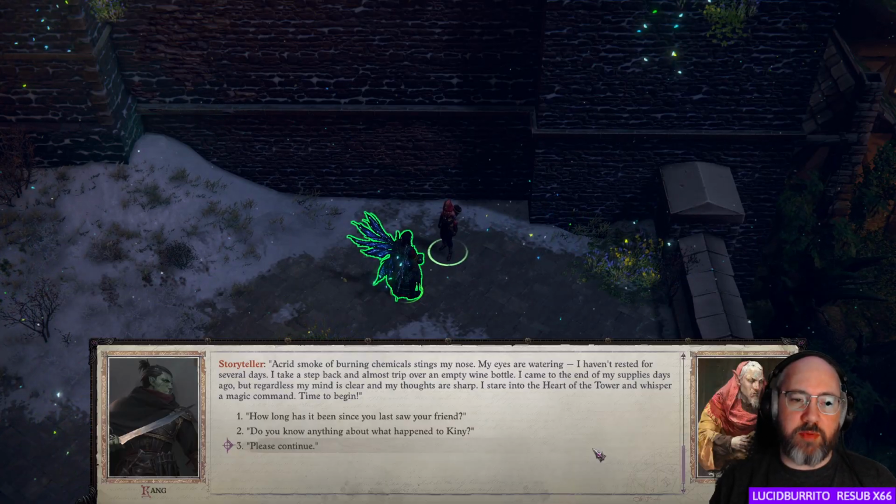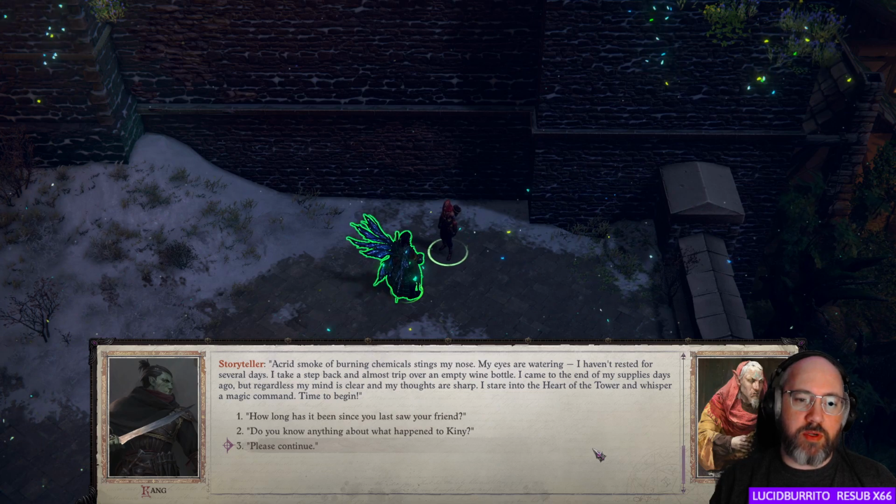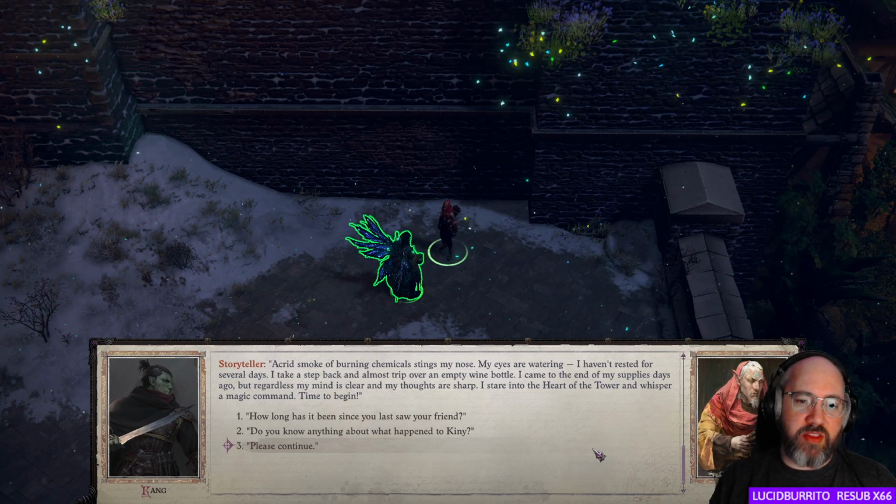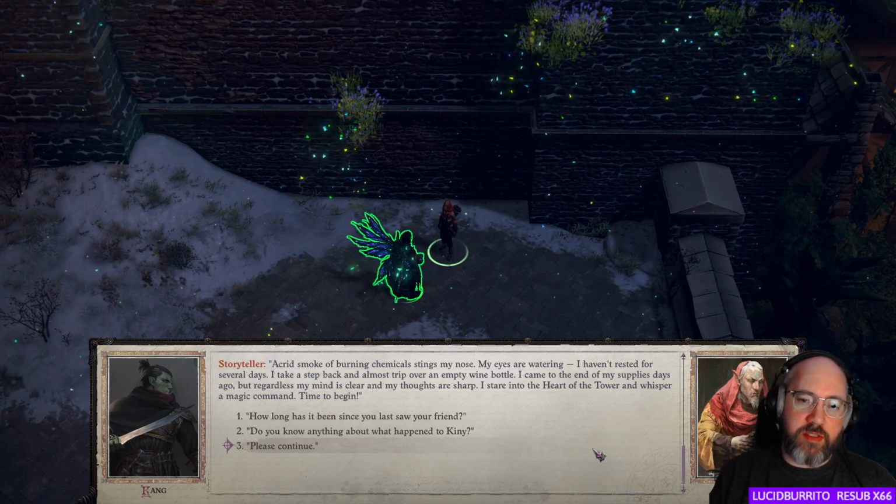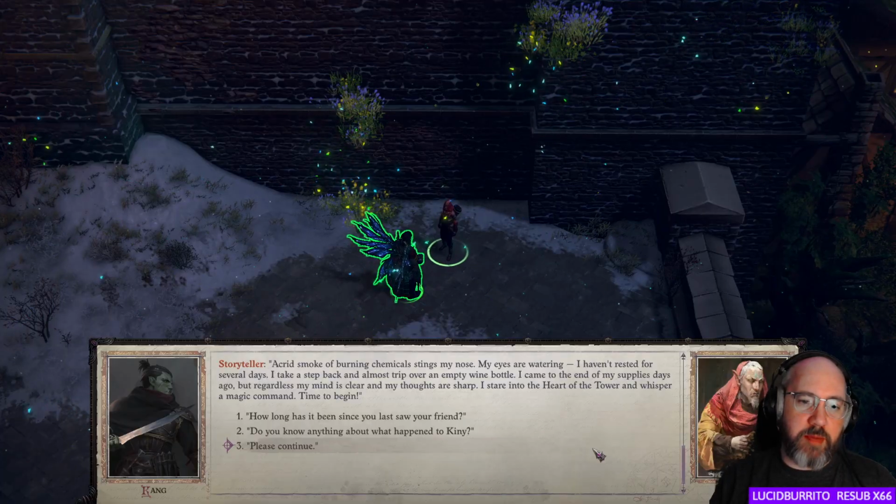I came to the end of my supplies days ago, but regardless, my mind is clear and my thoughts are sharp. I stare into the heart of the tower and whisper the magic command. Time to begin.